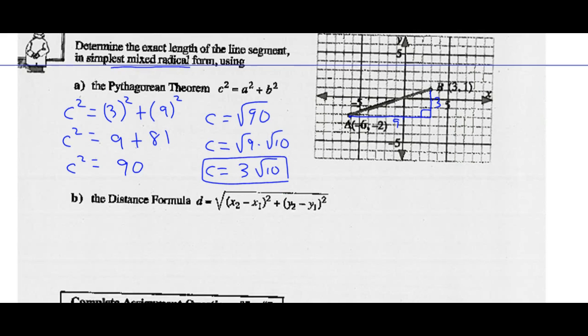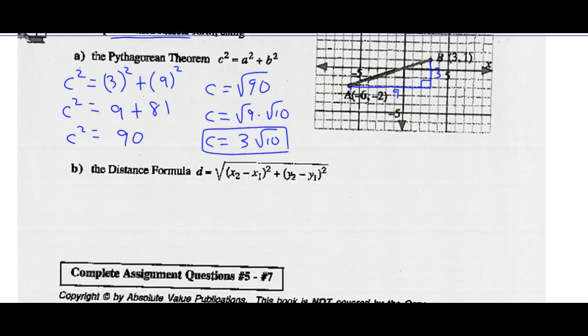Now if I use the distance formula, I'm just going to plug in the points. I would say point A has coordinates x1, y1, and point B has coordinates x2, y2, and I'm just going to substitute these into my distance formula. So the distance from point A to point B would equal the square root of x2, which I identified as 3, minus x1, which I identified as negative 6, and that should be squared. Add y2, I said that value is 1, minus y1, which is negative 2, all squared.